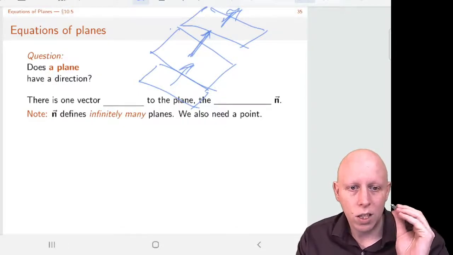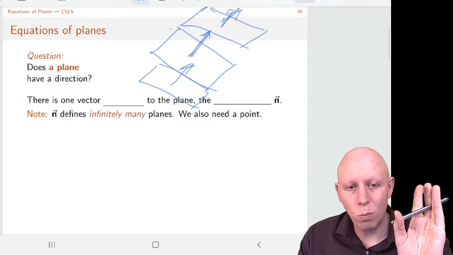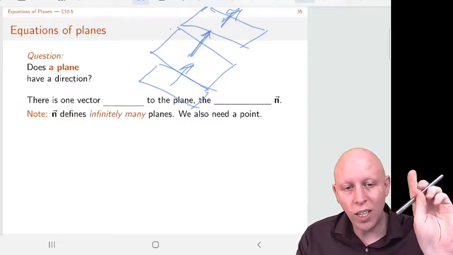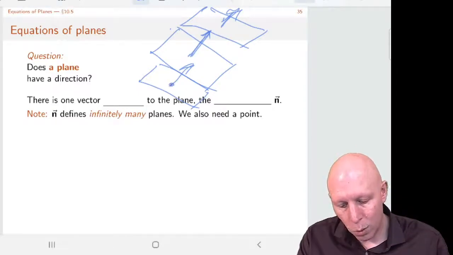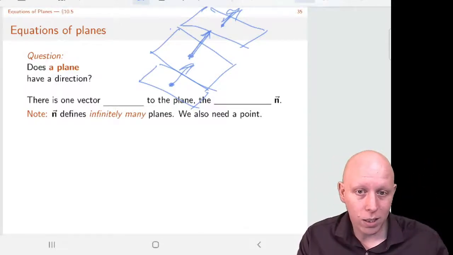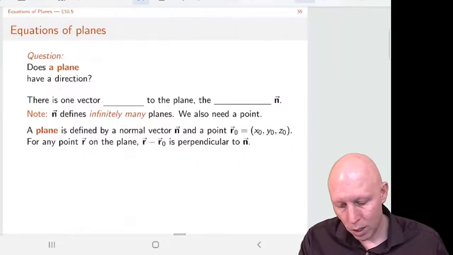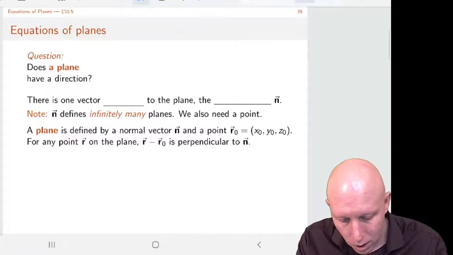So just like with a line, a direction doesn't define the line. You need a direction and a point. So for a plane, you need a point and a vector, the normal vector, and that will completely define your plane. All right, so how do we set this up? Let's look at our plane.